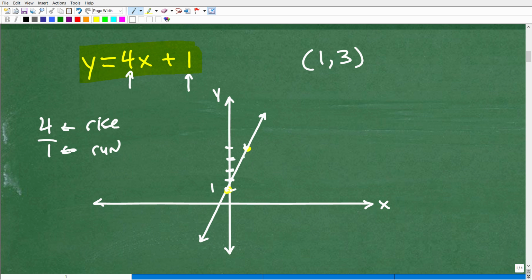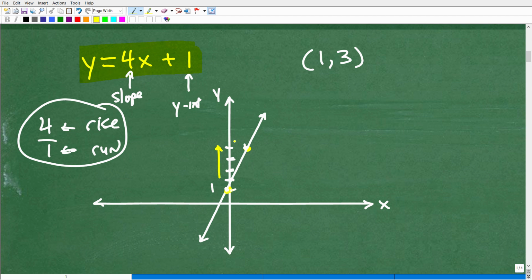So this is a basic sketch. I have one point here, the y-intercept, and then here is the slope, or our m, and that's how we interpret it. From this point, we use the slope information to get to our second point. Now we have 2 points, and we can draw our line through them. So that's how you sketch or graph this line. In this case, it's y equals 4x plus 1.